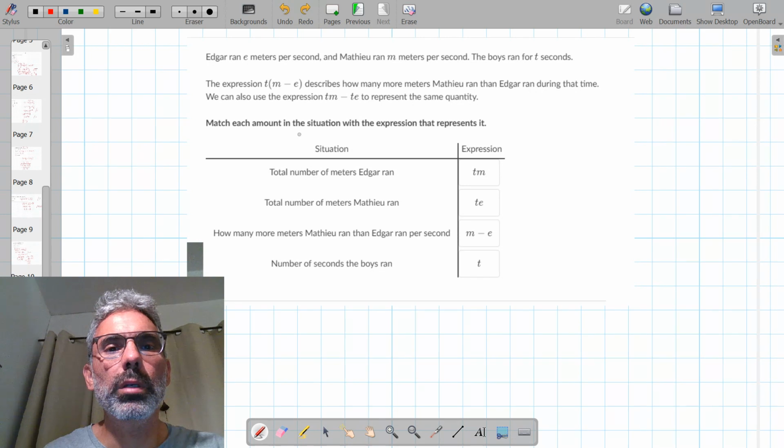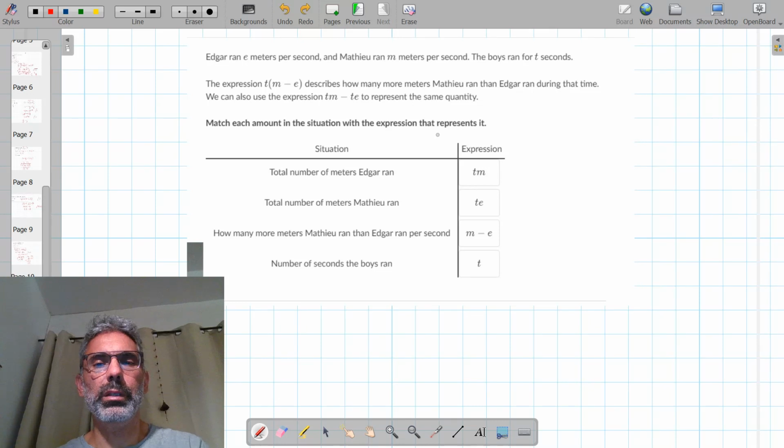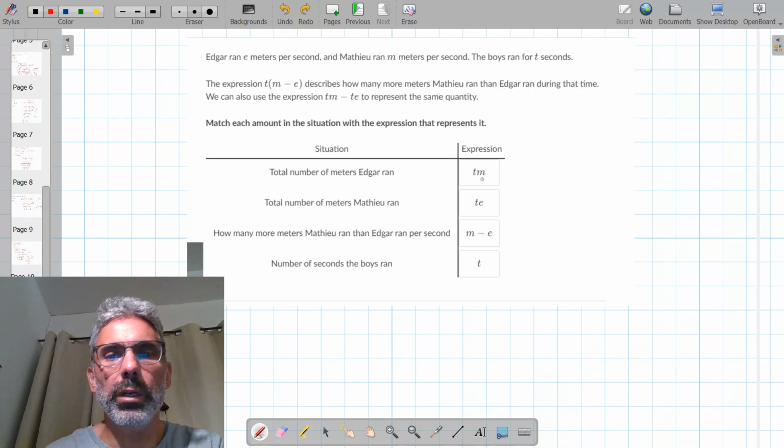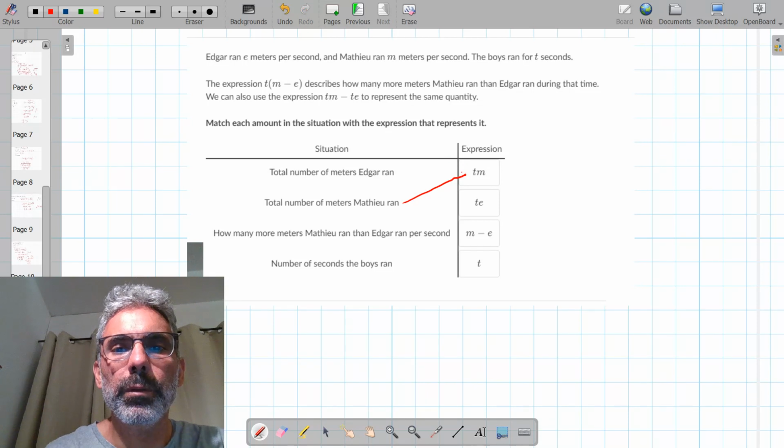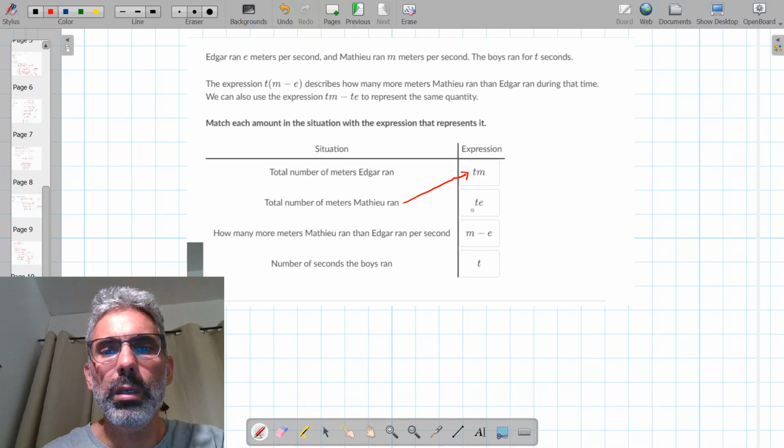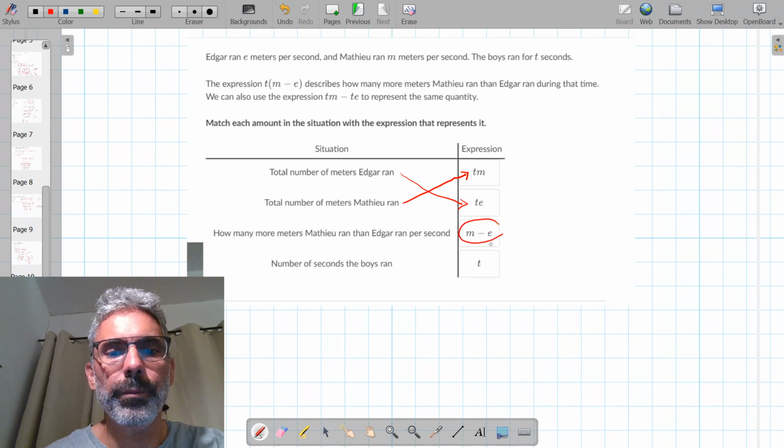Match each amount in the situation with the expression that represents it. So the expression tm is the total number of meters that Matthew ran. Okay. So this is tm. Te is the total number of meters that Edgar ran. How many more meters Matthew ran than Edgar ran per second? Per 1 second. Okay, so this is m minus e. Okay, number of seconds the boys ran is t. Okay.